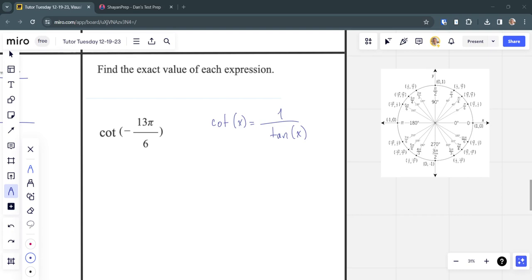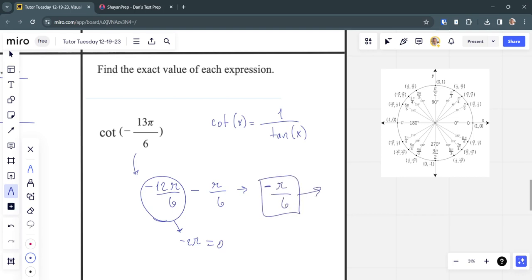So if we look at where 13 pi over 6 is on our unit circle, I know 12 pi over 6 is 2 pi, right? So let's split this up. This is 12 pi over 6 plus 1 pi over 6, and the 2 pi just gets canceled out. So really that's coterminal with 0 in this case. The angle that we're really looking at is pi over 6, which is going to be right here.